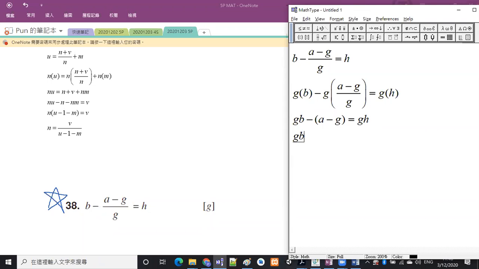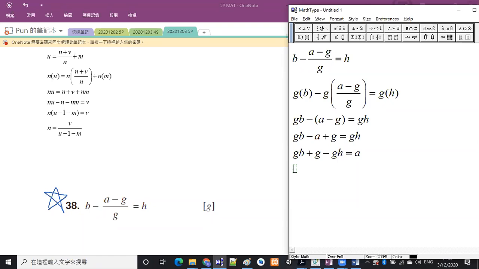And now we need to remove the bracket. So GB and then minus A and minus negative G becomes double negative becomes plus G. Okay? Is equal to GH. And then because I want G to be the subject, I need to group all the G terms on one side and all the non-G terms on the other side. There is only one non-G term, the negative A. So I'm going to move it to the right to make it positive. So just GB plus G and then minus GH is equal to positive A.